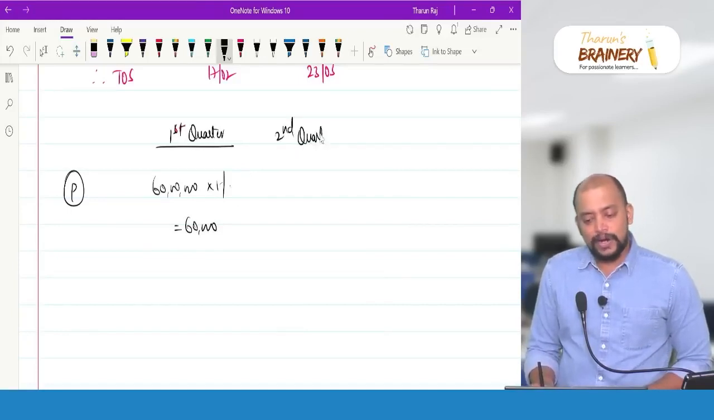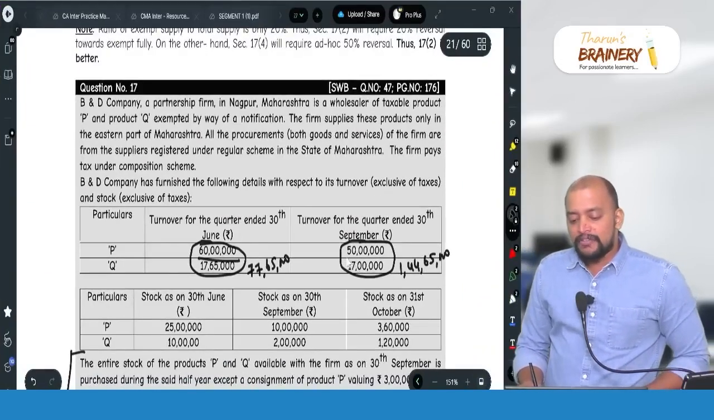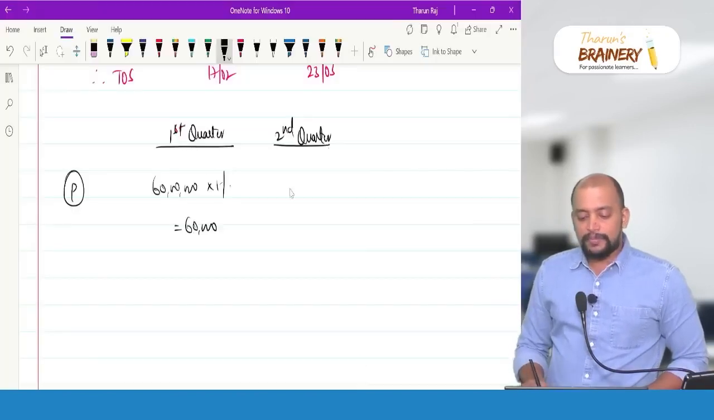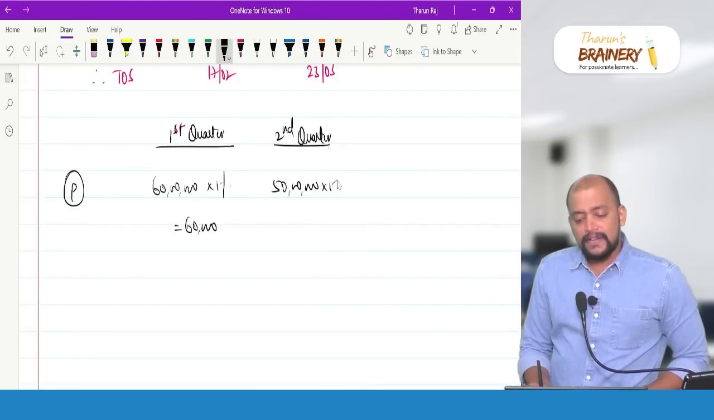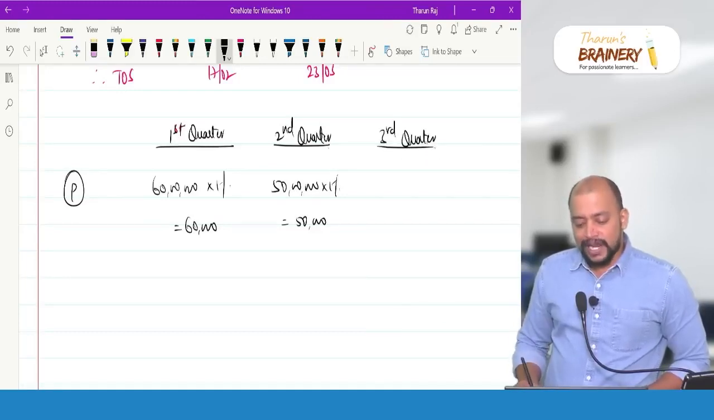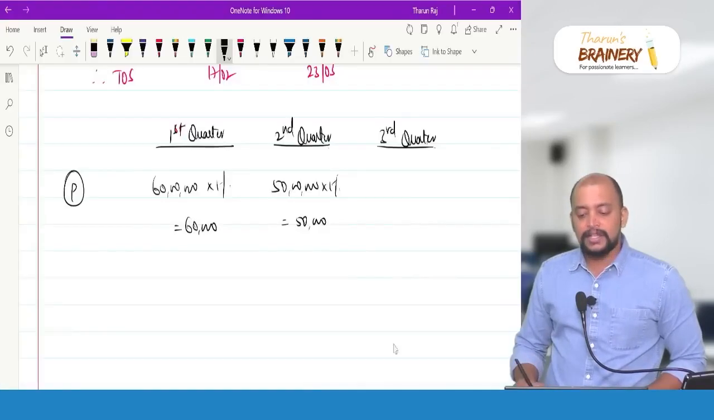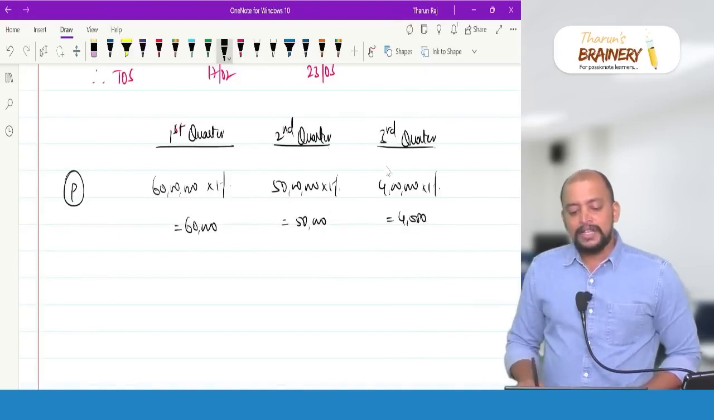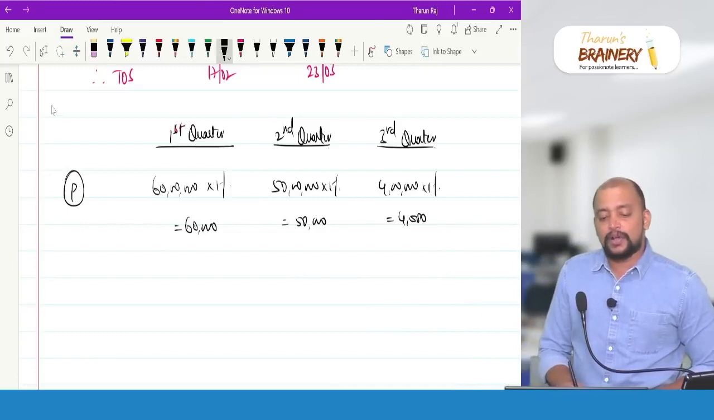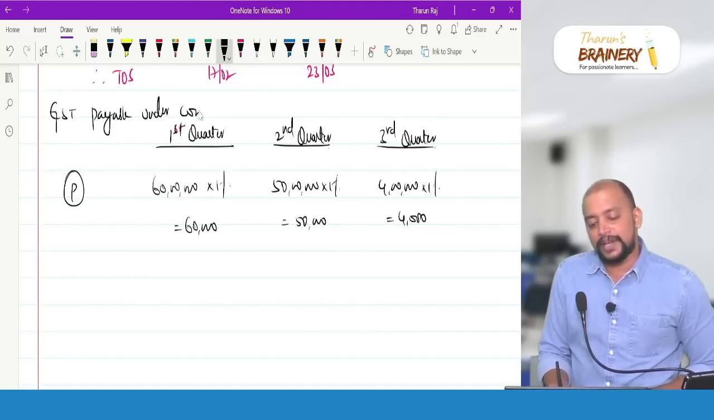Then second quarter, what is the GST liability? Composition scheme. So still they are in composition scheme for second quarter, 50 lakhs into 1%, 50,000. Whereas they are leaving the composition scheme only on 2nd October. So for third quarter, we need to take till 2nd October, how much of transaction is there? 4 lakhs. So on that 4 lakhs into 1%, that will be 4,000. So this will be taken as the GST payable under composition scheme.